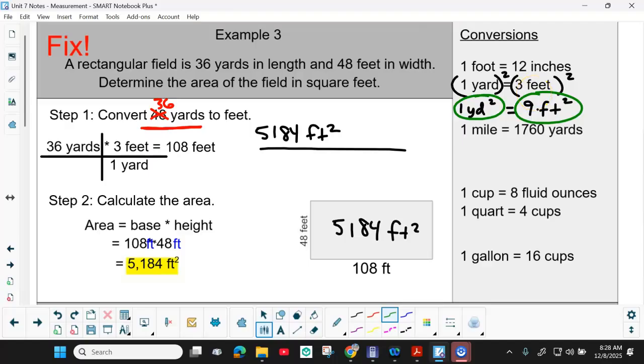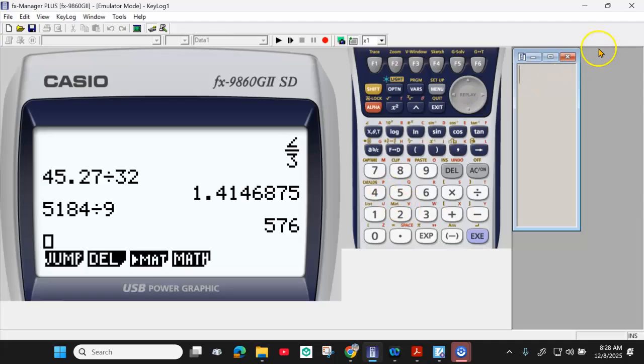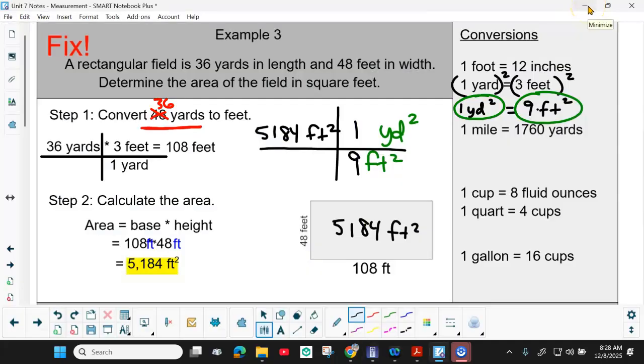Okay? So I would go ahead and put feet squared at the bottom, yards squared on top, and then just understand that we're now using 1 and 9 instead of 1 and 3 because these are the squared units. So this would be 1 to 9. And so if I want to figure out how many square yards that is, we would just divide 5184 by 9. So I would get 576 yards squared.